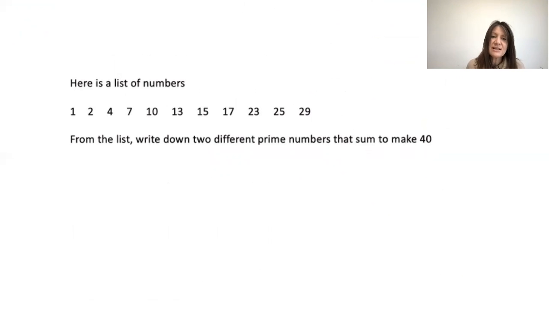Okay, so we've got to write down two different prime numbers that sum to make 40. So prime numbers, we've got to know what they are. We've got to know what sum means. So those are the key words.